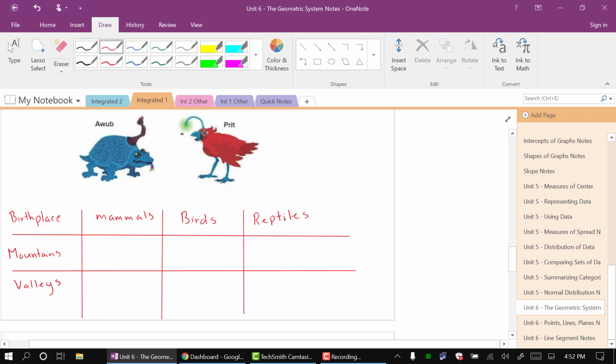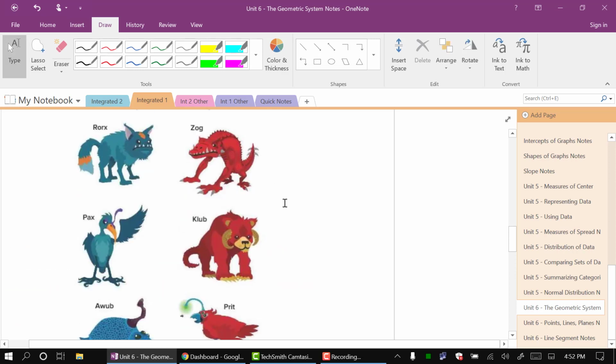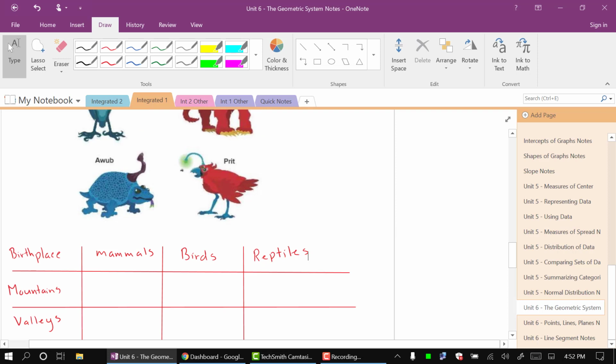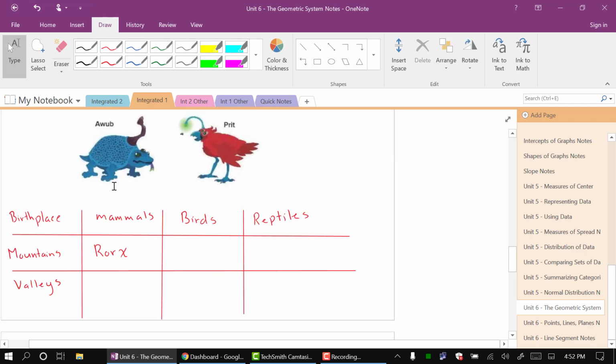So we're going to start looking at each of the pictures that we have of the creatures, and then from there we're going to put them where they go. Again, blue is the mountains. So our first three are from the mountains, and then our second three are from the valley. So we got our first one. They are a mammal dweller. Our second one is a bird dweller from the mountain. And our third one is a reptile.